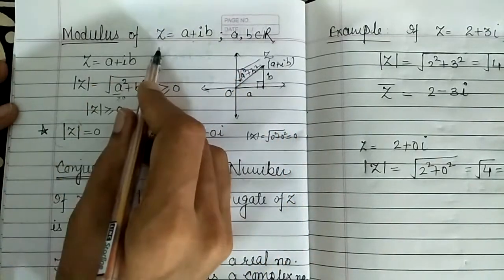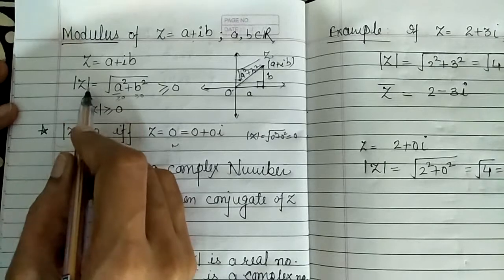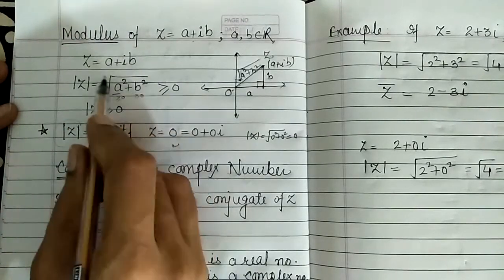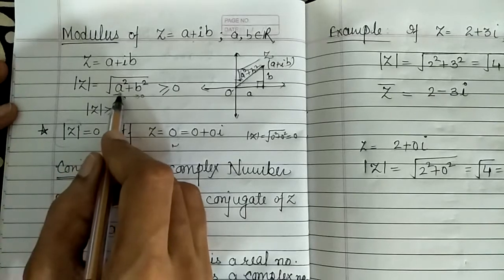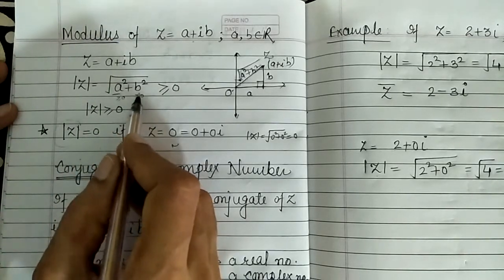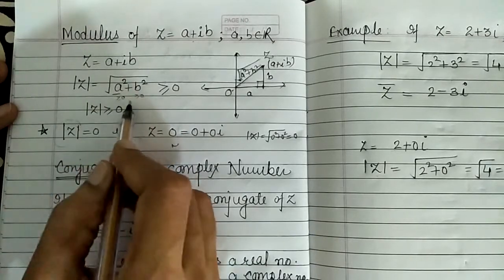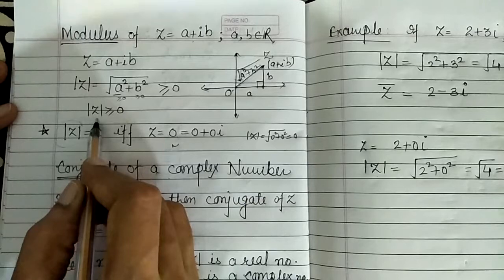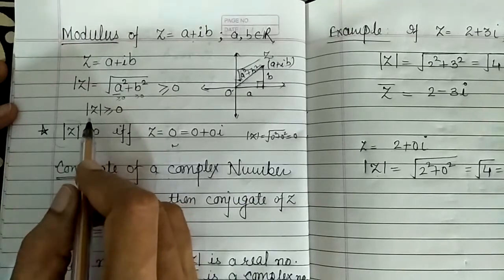Then the modulus of z is denoted by mod z, and this is defined as the square root of a square plus b square. This is a square always greater than or equal to 0, and the square root of a non-negative number is always non-negative. That's why mod of z is always greater than or equal to 0.